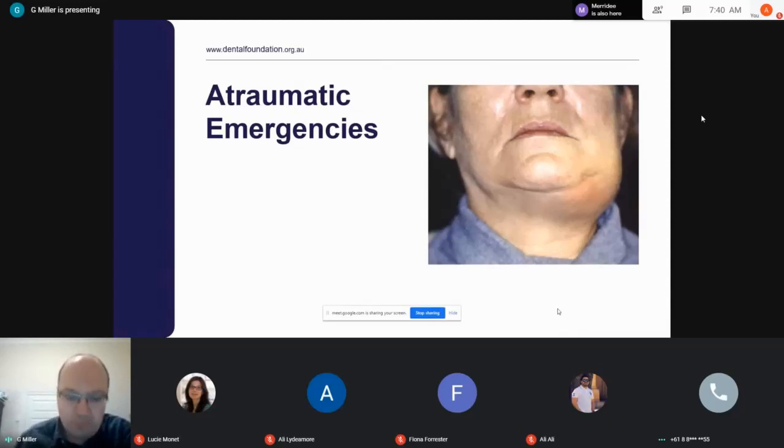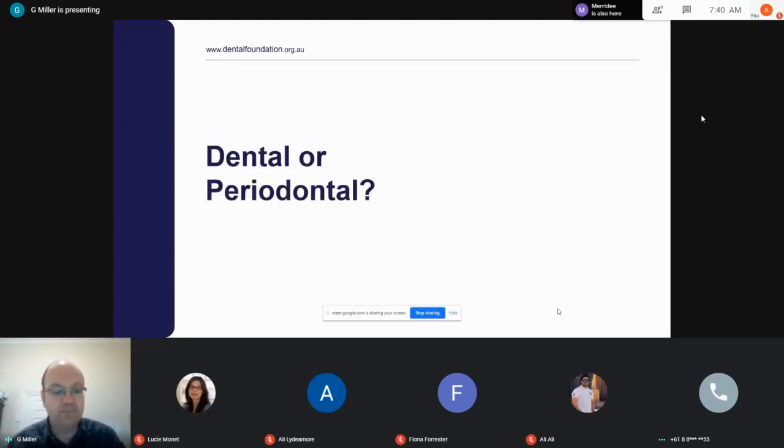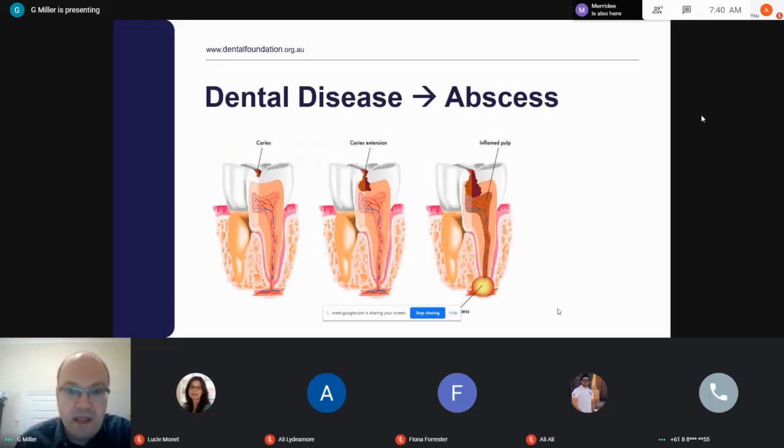Largely, the atraumatic emergencies are infectious in nature and normally present as pain. Before dismissing the case as a dental or apical abscess, let's learn about the spectrum of this disease a little bit further. Now, there are 2 pathophysiologic processes that account for the majority of atraumatic dental emergencies we see. That is dental disease or periodontal disease.